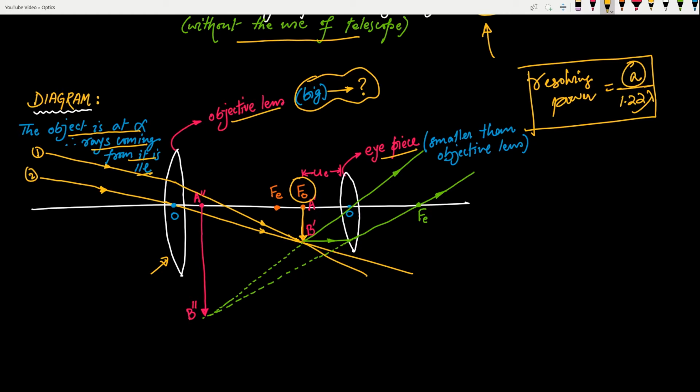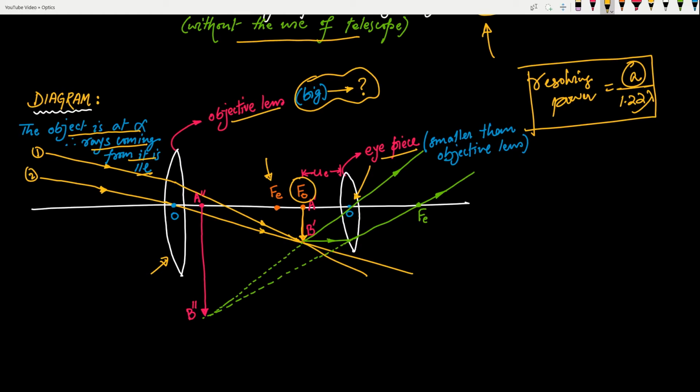the eyepiece. Now, if you look carefully, then you'll see that the image that is formed by the objective lens is actually between the focus of the eyepiece and the optical center of the eyepiece. Okay, what will happen whenever an object is placed between focus and optical center of the lens or of the convex lens?